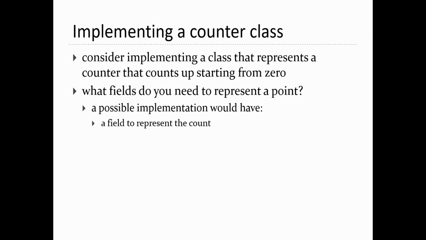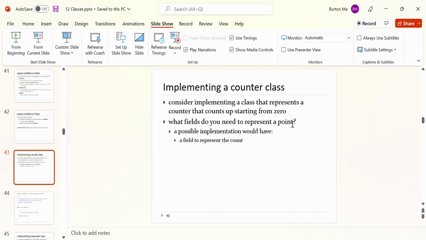So we've started to implement point 2. So let's look at another example of starting to implement a class. I want to implement a class that represents a counter. I want something that starts counting at 0, and it can count up in increments of 1. So what fields do you need to represent a counter?